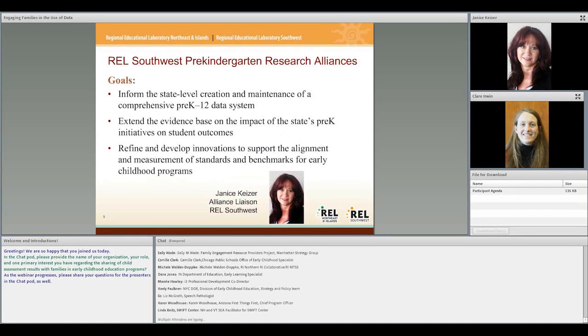The goals of the Arkansas and New Mexico Pre-Kindergarten Research Alliances are to inform the state-level creation and maintenance of a comprehensive pre-kindergarten through 12th grade data system, to extend the evidence base on the impact of the state's pre-K initiatives on student outcomes, and to refine and develop innovations to support the alignment and measurement of standards and benchmarks for early childhood programs. Next, my colleague Claire Irwin is going to share some information about the research alliances that REL Northeast and Islands have created.